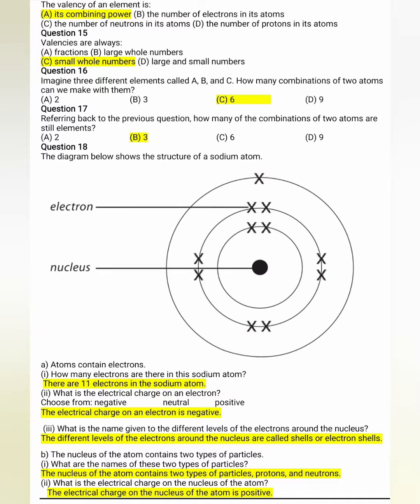What is the name given to the different levels? The different levels of electrons around the nucleus are called shells. K, L, M, you know that. Question B, the nucleus of the atom contains 2 types of particles, protons and neutrons. What is the electrical charge on the nucleus of an atom? The electrical charge on the nucleus of an atom is positive due to protons, because neutrons have no charge.